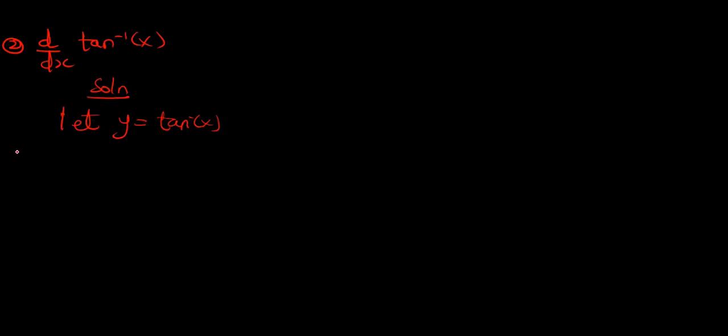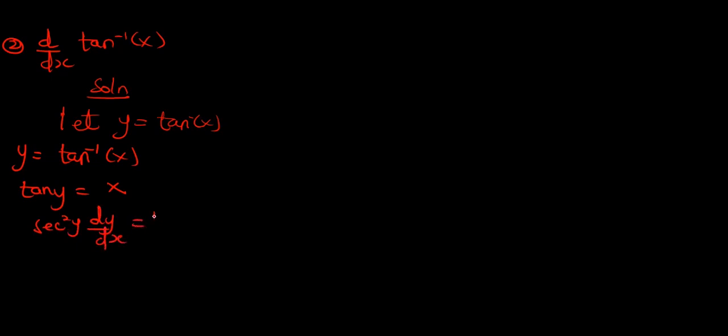Okay, so we know that y equals tan inverse of x. So multiplying through by tan, we're going to get tan y equals x. So this is an implicit. As usual, we take the derivative of tan y. You are going to get sec squared y dy over dx equals 1. Okay, now let's make dy over dx the subject. We are going to get dy over dx equals 1 over sec squared y.